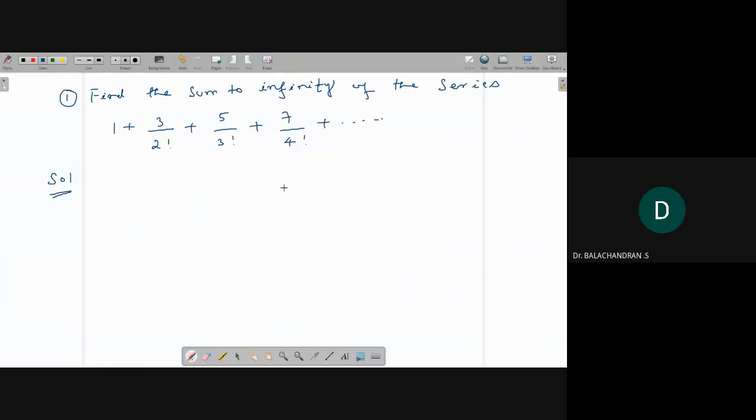Okay, the first problem is find the sum to infinity of a series: 1 plus 3 by 2 factorial plus 5 by 3 factorial plus 7 by 4 factorial and so on. In the exponential series, the denominator is always in the form of factorial. If it is not in factorial, you should convert it into factorial, and then you need to solve the problem.